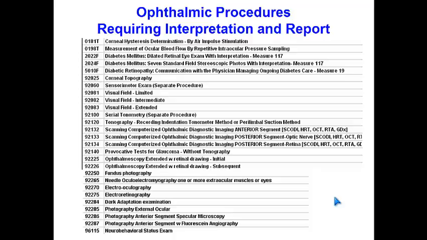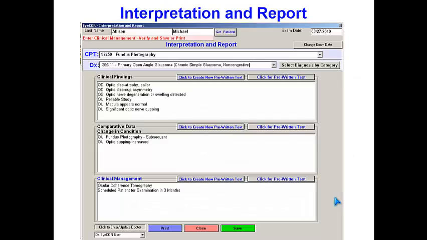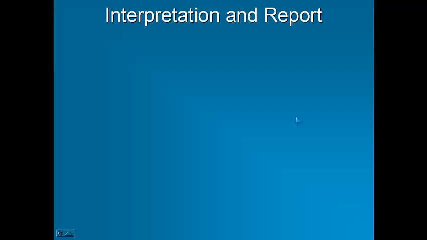Here is a list, it's actually from I-Corps, of all the procedures that require an interpretation report. Within I-Corps, you can simply click on one of these and it'll go right into the report for that procedure. Here's the basic layout. We're going to be covering that in a few minutes within I-Corps. One final thing before we get into I-Corps.